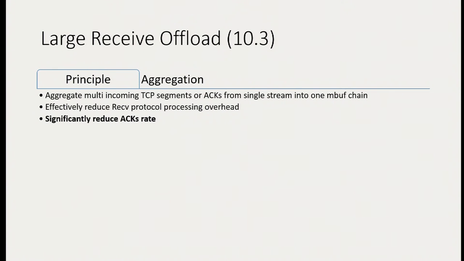That we are going to talk about the LRO, large receive offload. Here the LRO is not the hardware LRO, it's only the software LRO, which means FreeBSD itself has a software LRO implementation, the soft LRO API. The principle of the LRO is when we receive a lot of packets from the network device, we don't deliver them to the upper TCP/IP stack as soon as possible. We can wait some time and aggregate multiple incoming TCP segments or ACKs from a single direction, and we can deliver the segments to the upper layer in batch.